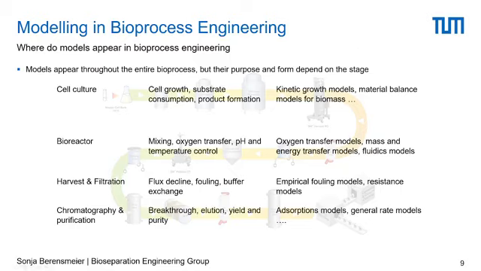And then lastly, when looking at the purification steps of downstream, mostly chromatography, we want to look at parameters like the elution, the yield and the purity, but also the productivity. And here, as we are going to see later, we're going to look into adsorption models and general rate models. So as you can see, throughout the whole bioprocess, we have different models that apply for different purposes.